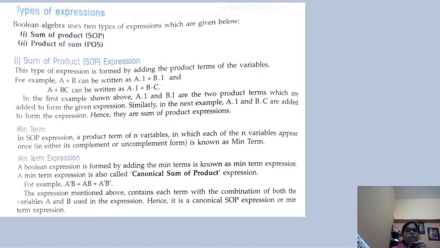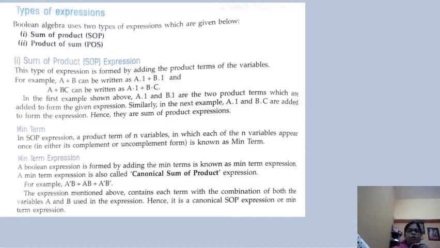There are two types of Boolean expressions: sum of product and product of sum. We say sum of product is SOP and product of sum is POS. In this PPT we are going to study the SOP expression. What is an SOP expression? This type of expression is formed by adding the product terms of variables. This is sum of product, meaning you have to do the sum of the products.